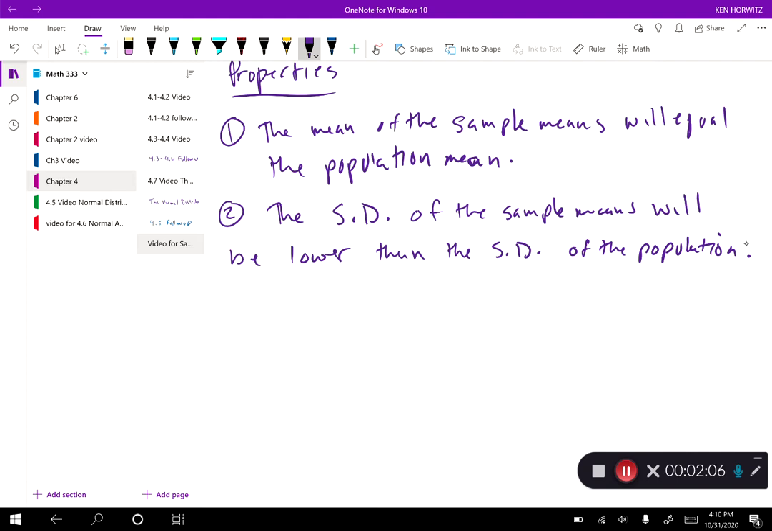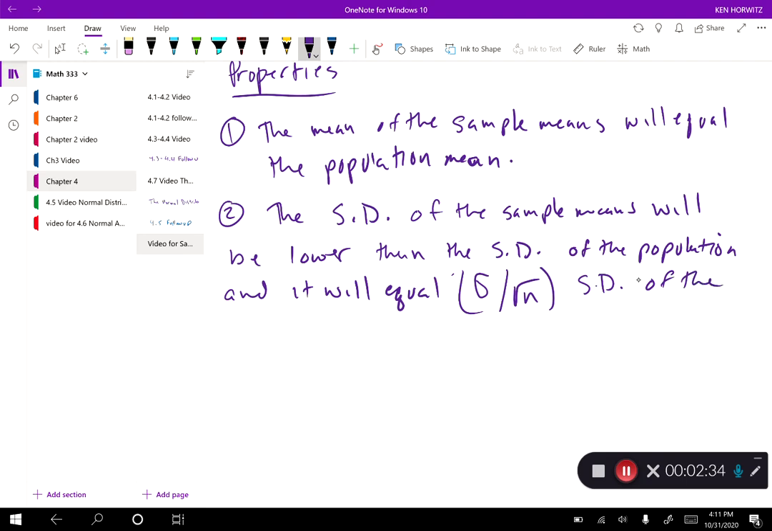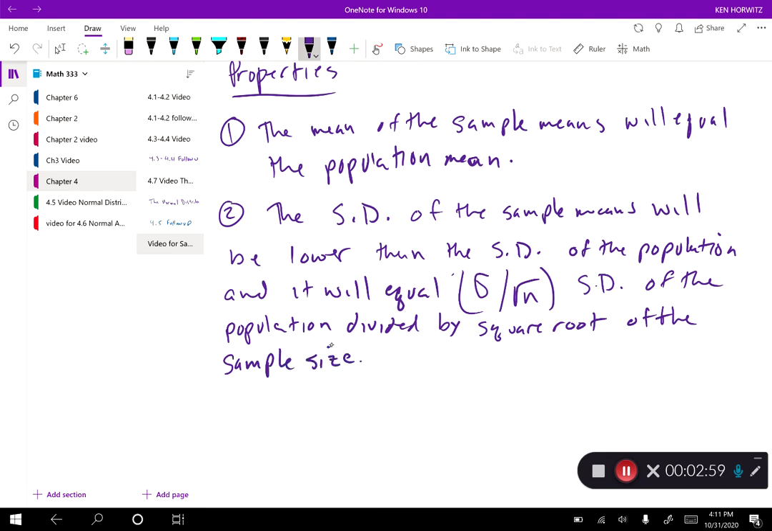The addition is, and it will equal the standard deviation of the population divided by the square root of our sample size. So standard deviation of the population divided by the square root of the sample size. Like I said, these two properties we explored in part 1.